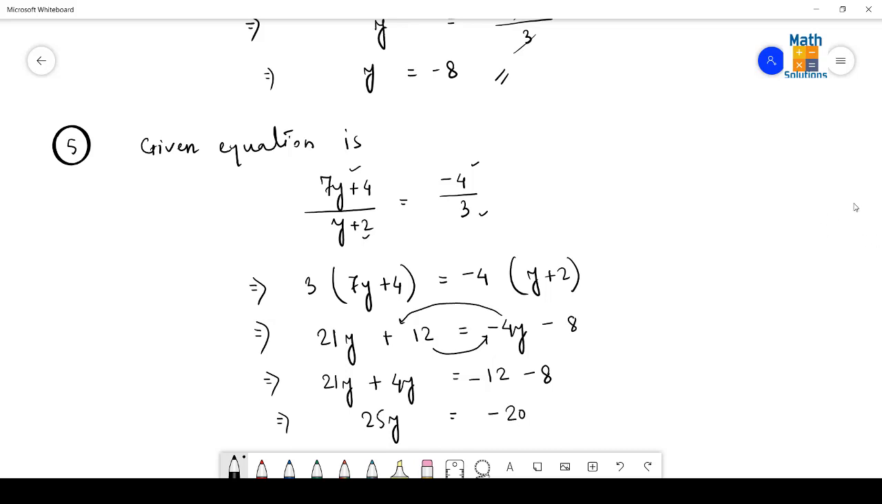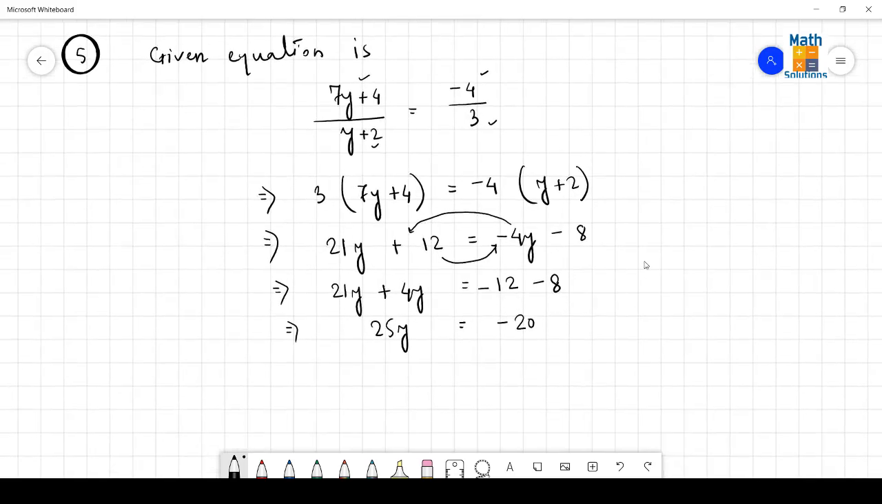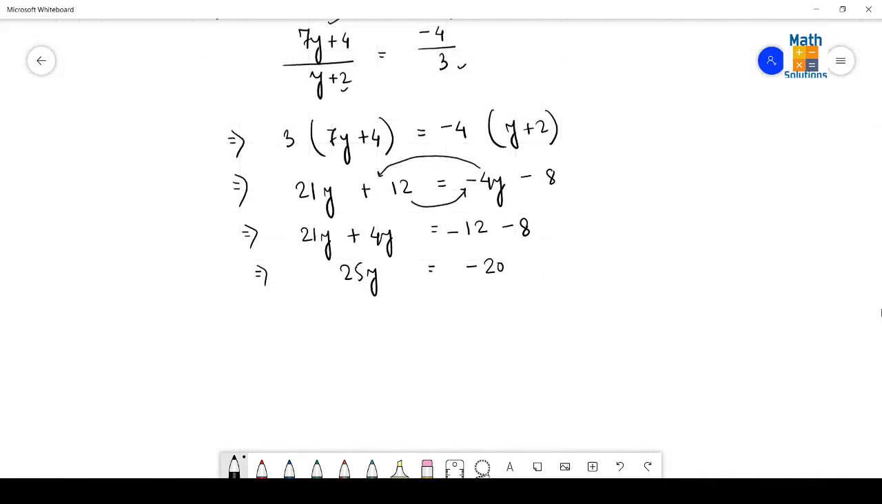So after this, to make y independent on the left hand side, what do I have to do? I have to divide both the sides by 25. Am I right? So y is equal to minus 20 by 25. Yes or no? Y is equal to minus 20 by 25. On cancellation, what do I have here? By 5 I can cut it. Below it is 5. Here it is 4. So I get the result as y is equal to minus 4 by 5.